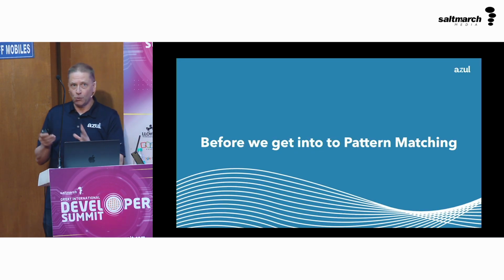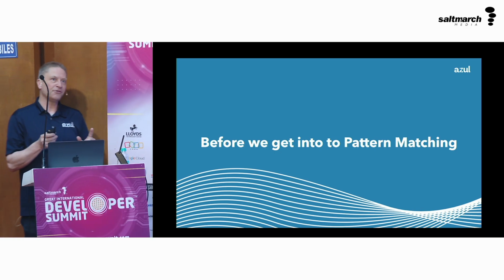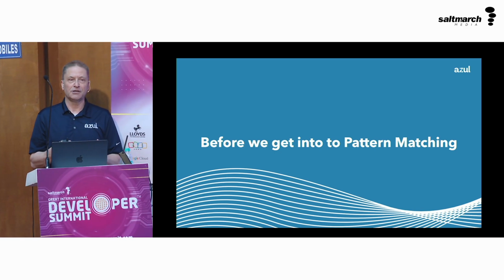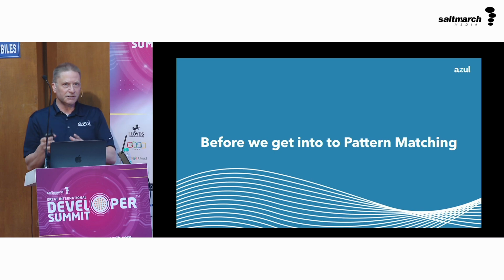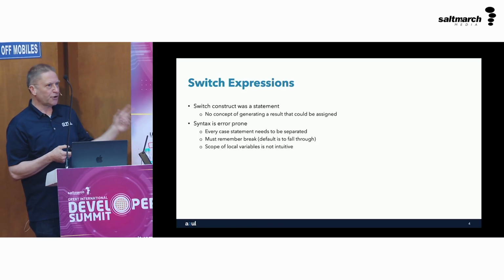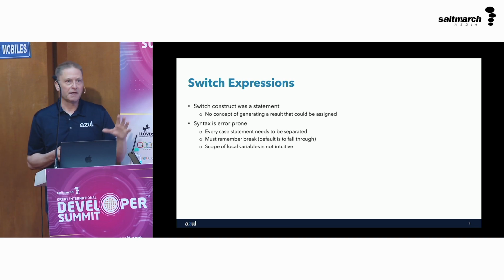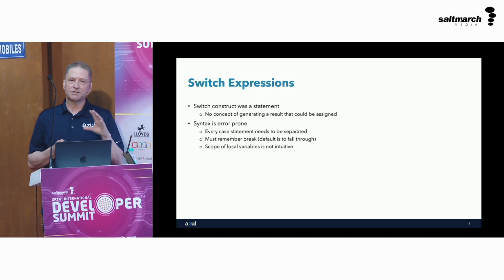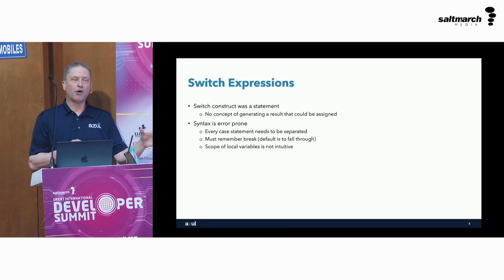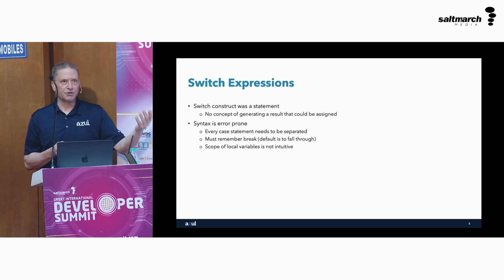Now, before we get into the pattern matching, we need to talk about a couple of other things that have been introduced into Java because they're very closely related and make a lot of patterns. So let's talk about a couple of things. The first of those is switch expressions. If we look at the Java programming language, it was very heavily based in terms of the syntax on the C programming language. One of the things you have in C is a switch statement.